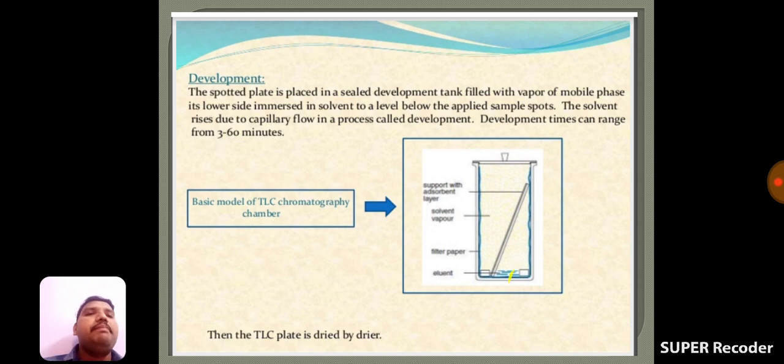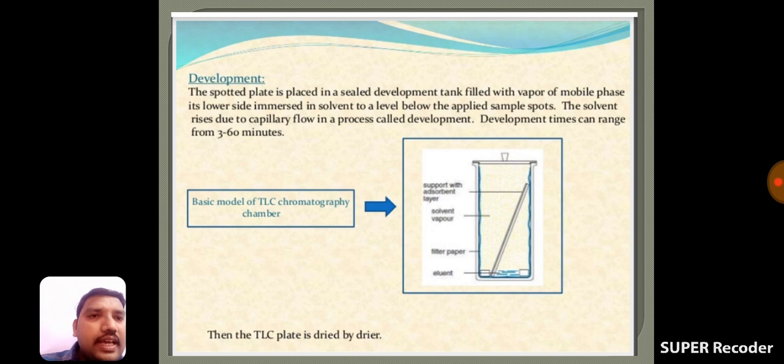The sample flows through capillary flow. That flowing direction is nothing but development. Development times can range from 3 to 60 minutes. It starts from 3 minutes. The maximum duration is 60 minutes, but TLC separation takes only 10 to 15 minutes. See, this is the sealed vessel.